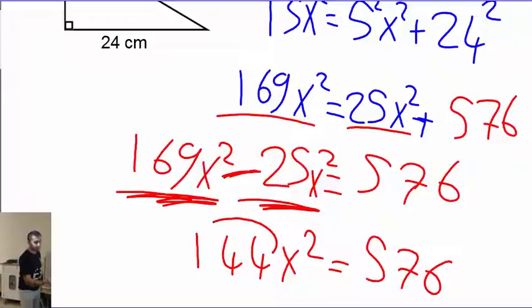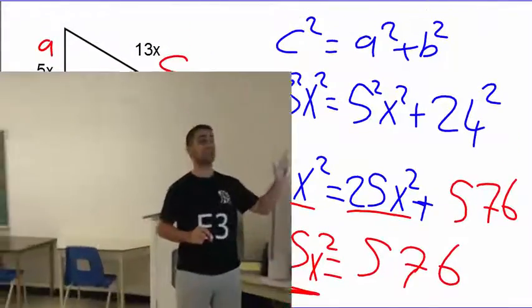The 144 will go to the other side as division. But these are the 4 situations you will be having with the x unknown side questions in a right triangle. All right, let's practice.